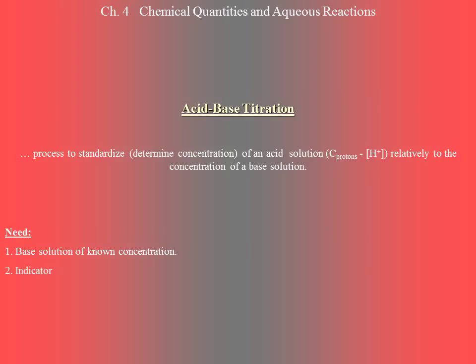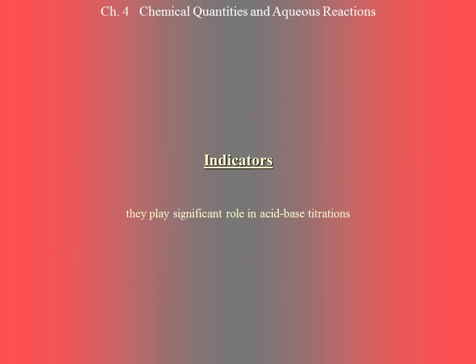An indicator is not anything else other than an organic compound that has a different color in acidic and in a basic environment. It has a different color when we have excess of protons in our solution or excess of hydroxides. It's the same thing as saying in an acidic or in a basic solution. The indicator plays a significant role in the acid-base titration since it provides a visual aid to know when we are supposed to stop, when the reaction is complete.